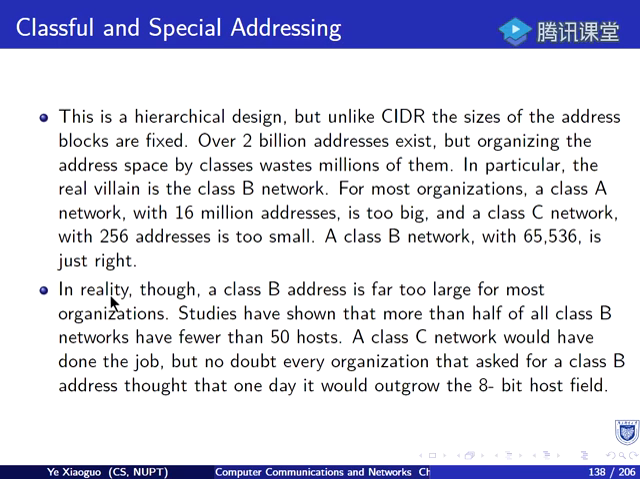In reality, the class B address is far too large for most organizations. Studies have shown that more than half of all class B networks have fewer than 50 hosts. A class C network would have done the job, but no doubt every organization that asks for a class B address thought that one day it would outgrow the 8-bit host field.